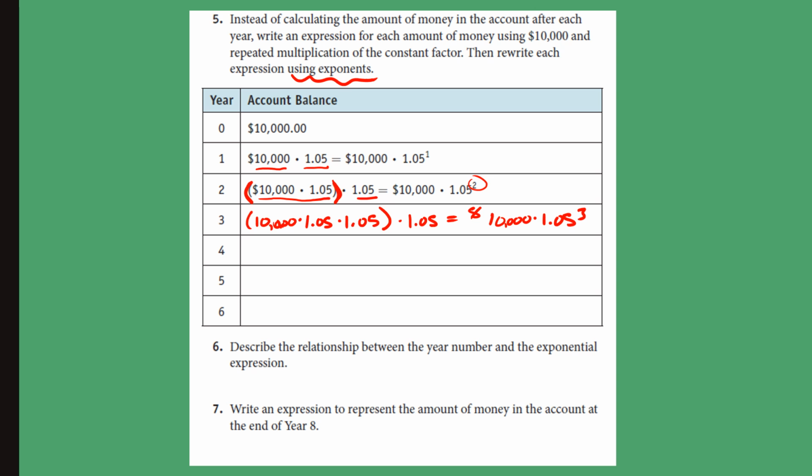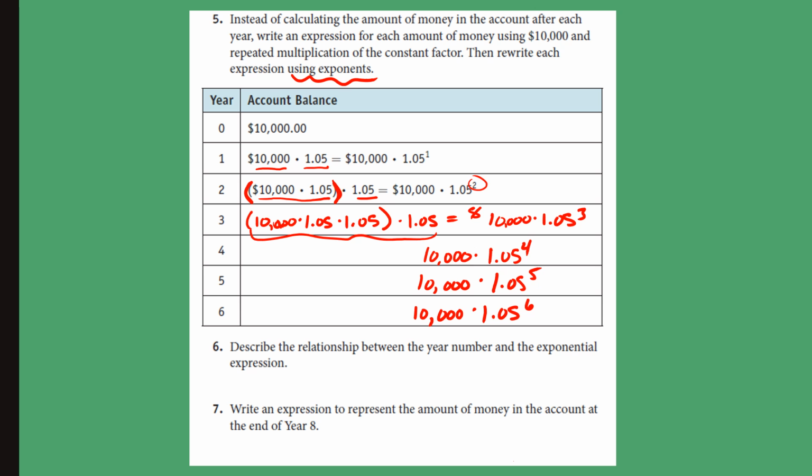I can't stand to do this part very many more times, so I'm just going to say this would be 10,000 times 1.05 to the 4th, and you can probably see the pattern then. 10,000 times 1.05 to the 5th, and on the 6th year it would be 10,000 times 1.05 to the 6th.